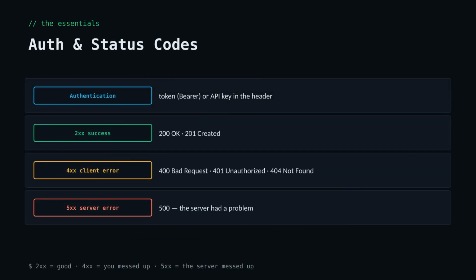Let's zoom in on those two pieces, how you prove who you are and how the server tells you what happened. Authentication almost always rides in the header, either as a bearer token you got from a login call, or as a static API key the platform issued you. And the status codes group into three neat buckets. 2xx means everything worked. 4xx means you messed up, bad syntax, wrong token, missing resource. And 5xx means the server itself had a problem, so retrying or checking logs on their side is the move.